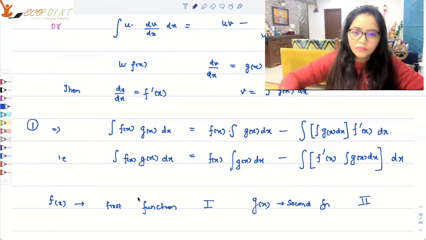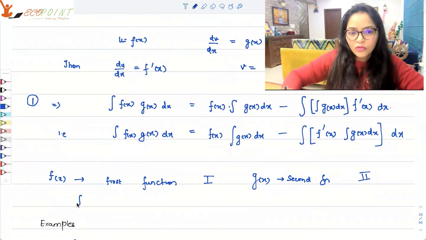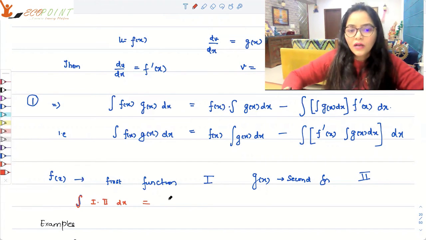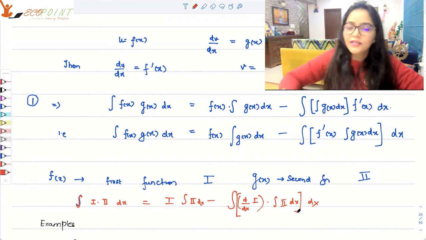Okay. So you mark it as 1 and 2. So you're talking about the integral of 1 into 2 dx is equal to 1 as it is, integral of second, minus the whole integral of the derivative of first into the integral of second, whole dx. That's what you will try to find out when you are using by parts.